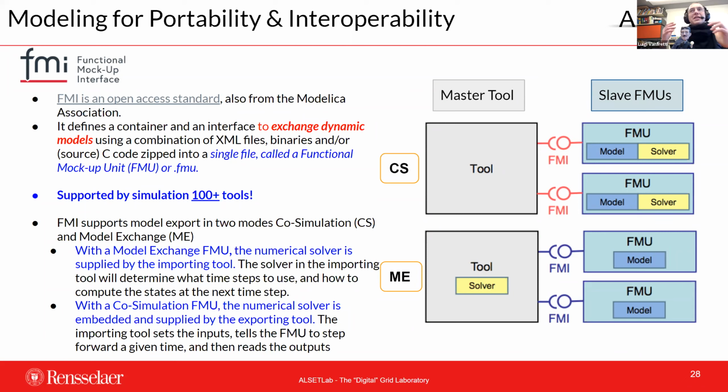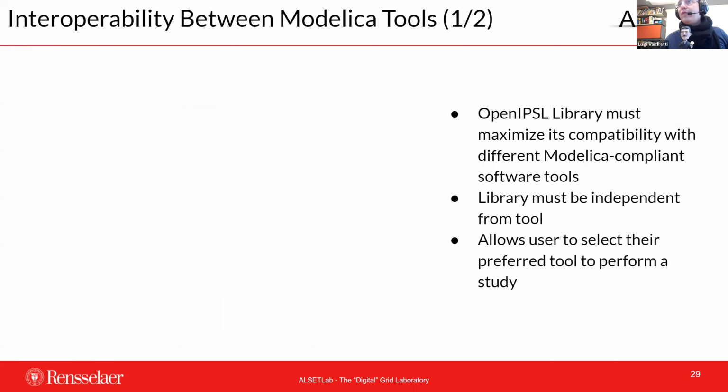This FMI standard is, again, an open access standard from the Modelica Association. What it does is define a container and an interface to exchange dynamic models. It combines XML files that describe the model, binaries, so executables, or the C source code itself into a single zip file with a standardized interface. Okay, so I have to speed up, but as I said, this would allow you to do co-simulation by running the model with its own solver and the simulation tool that supports it, or integrated with the model itself.